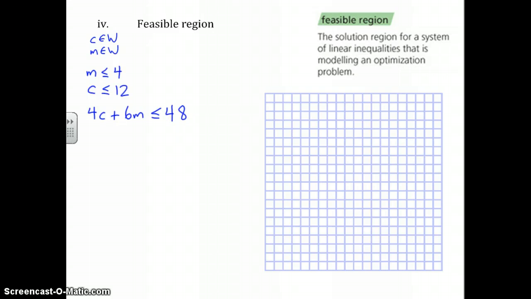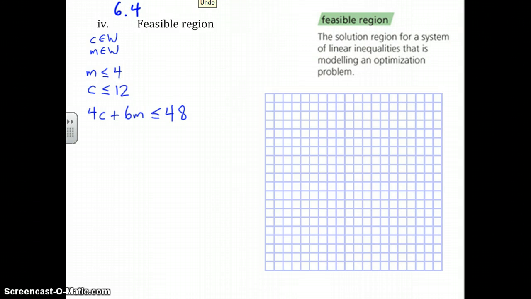6.4, apply part 4, or part IV if you don't know Roman numerals. So in this part we want to find the feasible region. The feasible region is the solution region for a system of linear inequalities that is modeling an optimization problem. Essentially, we want to graph these inequalities and find where their solution sets overlap, the same thing we were doing in sections 6.2 and 3.